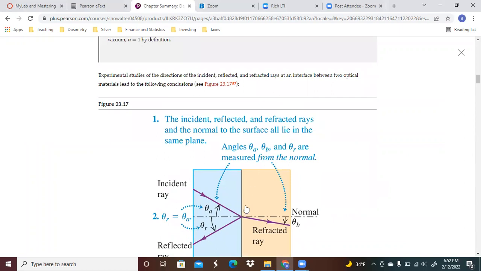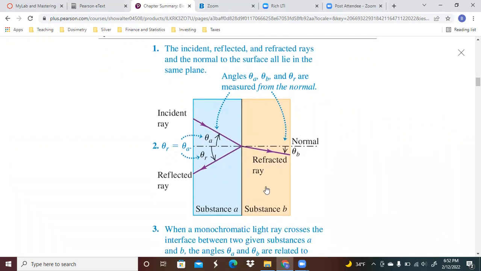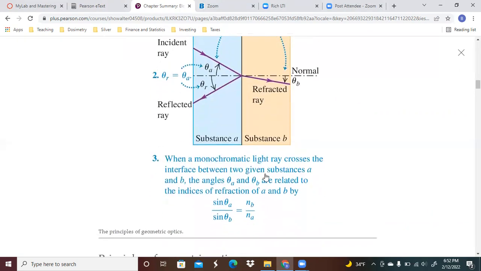So here we're going to be taking a look at incident, reflected, and refracted rays and the normal to the surface, and they all lie here in the same plane. So what we're finding here is that when we look at the normal, the incident ray and the reflected ray, those angles from the normal are going to be equal to each other. We're also going to see that the incident ray coming in here to substance B is going to be refracted or changed in some way, but it's still going to continue its forward motion.